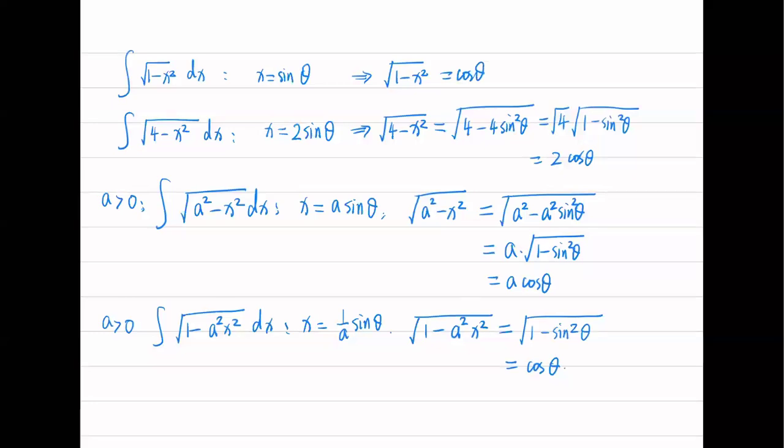So these are the cases. How do we integrate a square root factor with the difference of two squares? We use this trig substitution. It will help us to get rid of the square root. Then we integrate the trig integral, and we know how to integrate that.